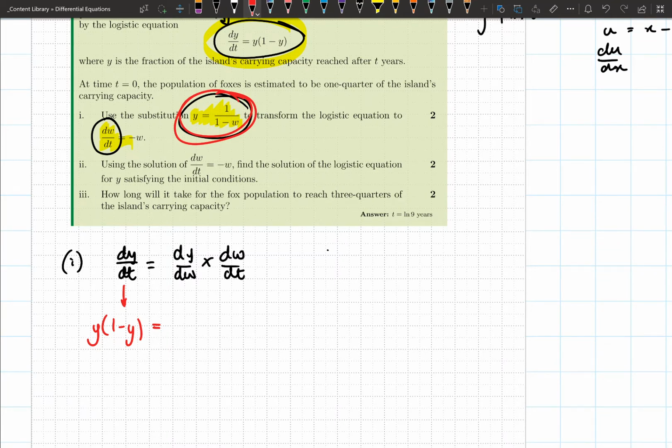Why? Wait, you differentiate it. We don't need to differentiate it yet. We just rearrange, because this is that original equation here, but we're substituting that 1 over 1 minus w into here. Times negative w. So this is 1 over 1 minus w times negative w. Is it negative w?